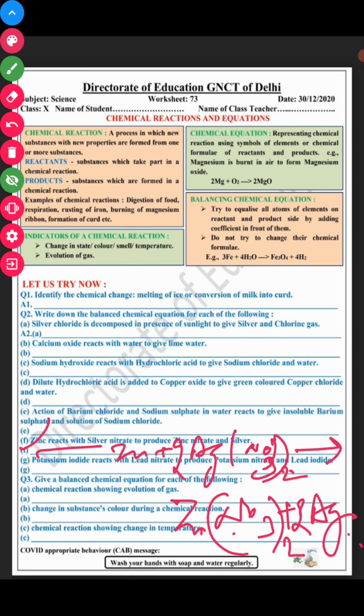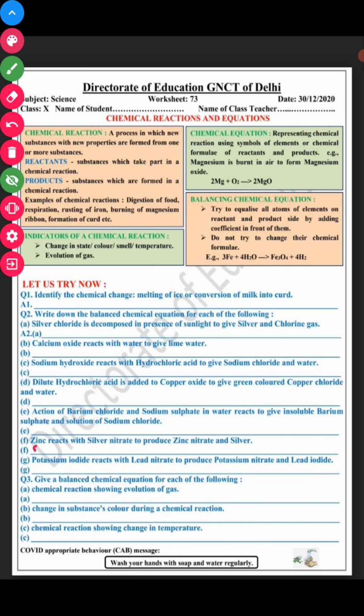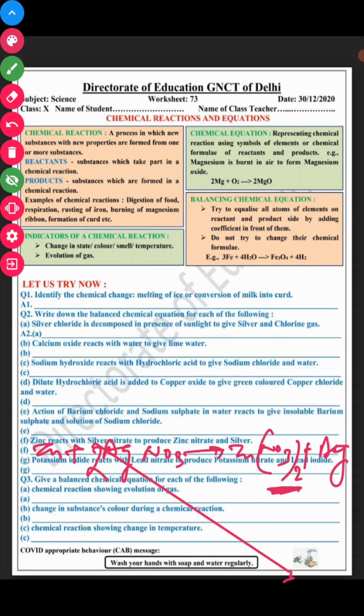AgNO3. I will write it again for you. Zinc when it reacts with silver nitrate will give you zinc nitrate plus silver. So for that you have to balance this. Here we have nitrate 2, so you have to write 2 over here. To balance it you have to write 2 in front of this also.